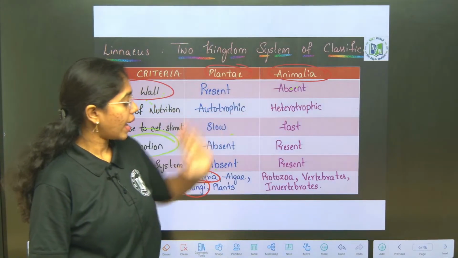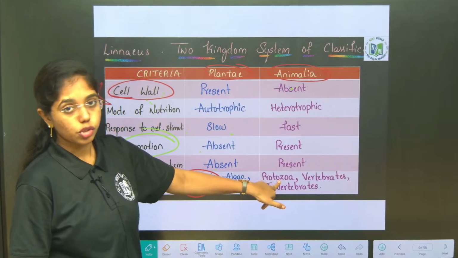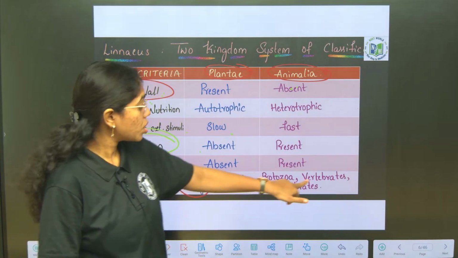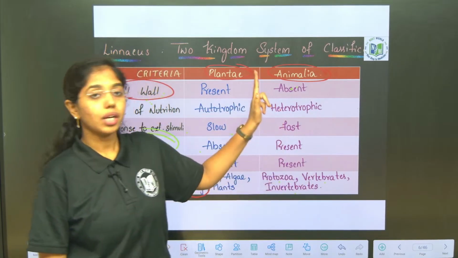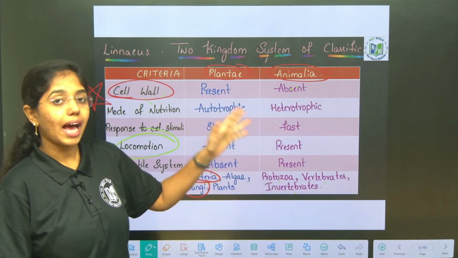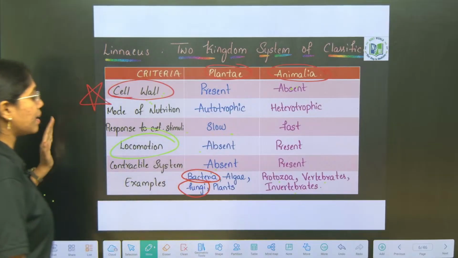Now, if you look into Animalia, protozoans, which are unicellular eukaryotes, vertebrates and invertebrates, all of them are placed under Animalia because they don't have a cell wall. I hope this table is clear to you.